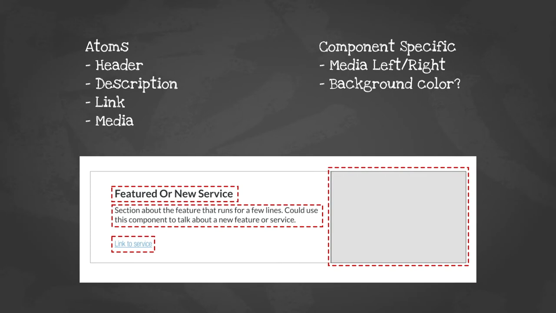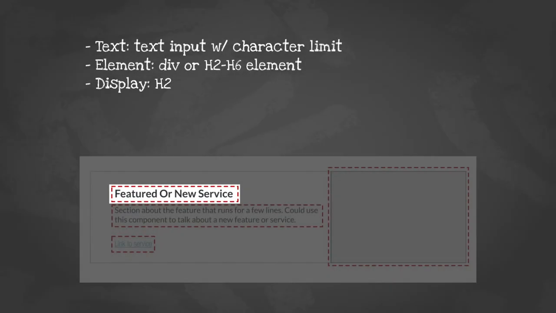And so now we're back to our example component. When we're looking at this, it looks like a simple enough component, but once you start getting into a system, this turns into four separate atoms if we're building atomically, and then two component-specific fields. So our atoms break down to a header, a description, a link, and media, and then our component-specific fields are: does the media go on the left or the right? And is there a background color? So it's not this. A simple component can become deceivingly complex, right? It essentially looks like four fields, but it's really four atoms and two fields.